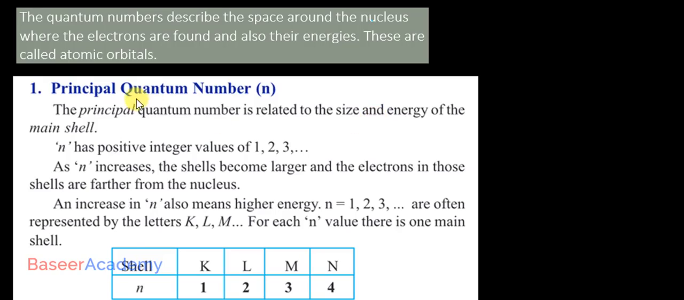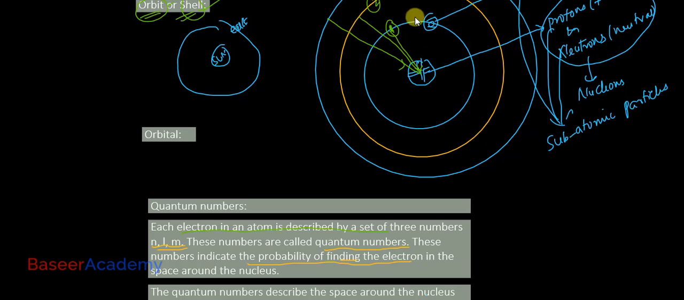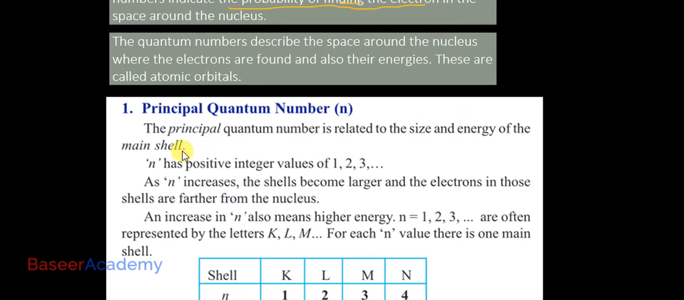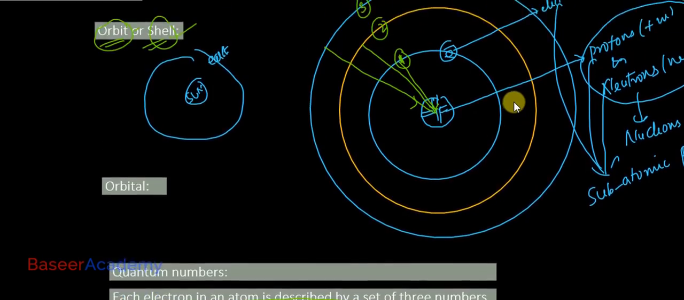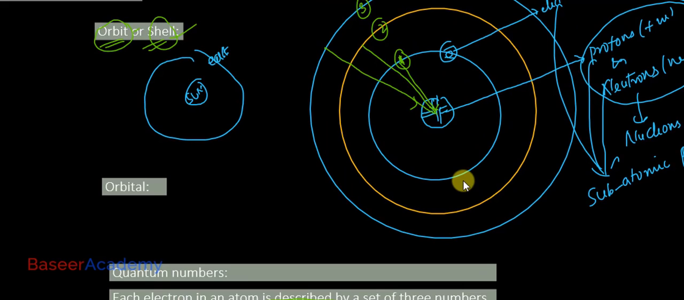Let us first learn about principal quantum number. Principal quantum number is used to denote the orbits. That's my first orbit. This yellow or orange color line is my second orbit. This is my third orbit. We say that principal quantum number gives the size and energy of the main shell. Shell is nothing but orbit. Why do we say that principal quantum number is related to the size and energy? Obviously, if the value of n increases, the size and energy also increases. Why and how? See, that's my first orbit, the blue one.